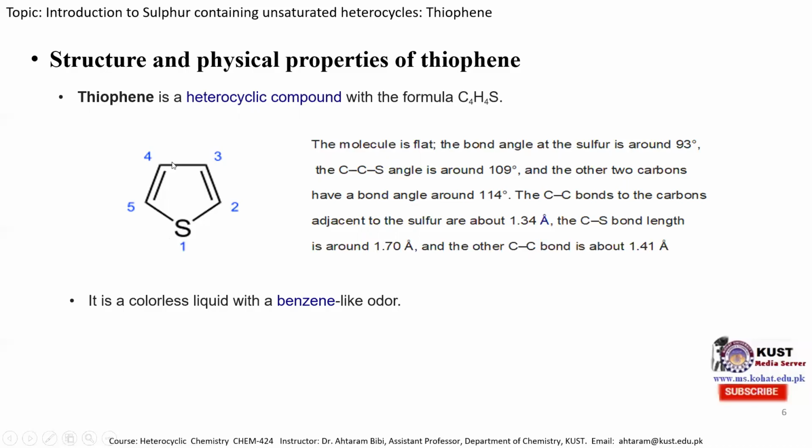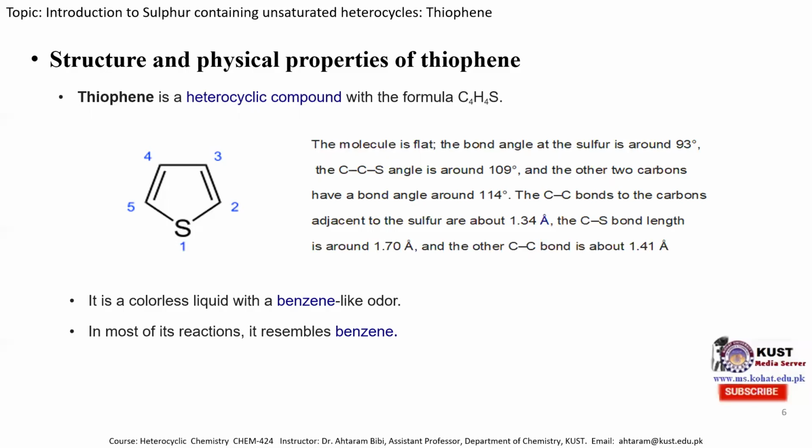Physical property: thiophene is a colorless liquid with a benzene-like odor. Generally, sulfur-containing compounds have an unpleasant odor, but thiophene has a mildly pleasant odor, like benzene. In most of its reactions, it resembles benzene.